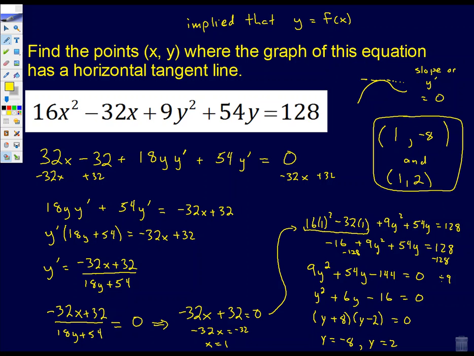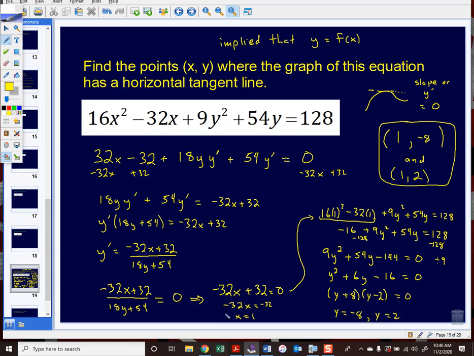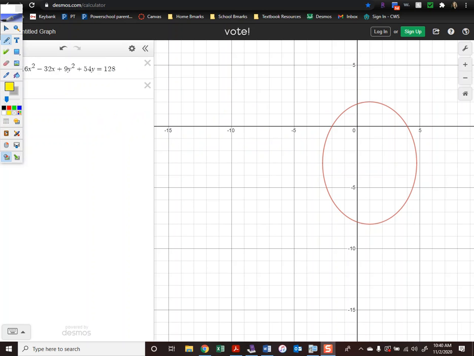Okay, so to check this, I've already gone ahead and in Desmos, and you can do this on your Desmos app on your iPad, you can type this implicit equation and it'll graph the curve, and we can inspect that these 2 points would have a horizontal tangent line. I'm going to go ahead and pull up the Desmos screen for us all here. And here it is. I've gone ahead and typed in the equation in the command line here. 16x squared minus 32x plus 9y squared plus 54y equals 128. And it drew an ellipse.